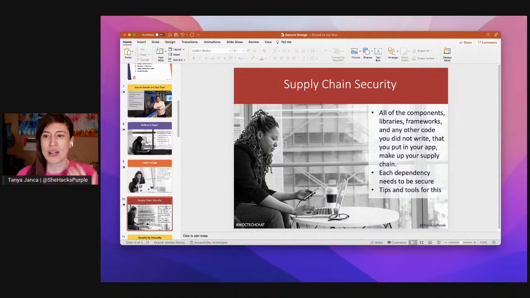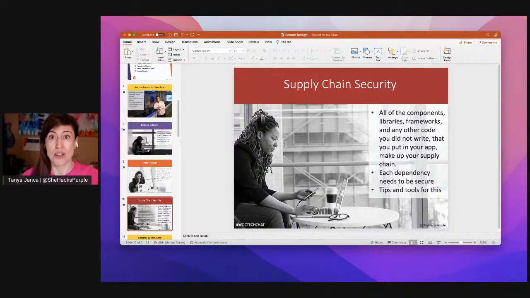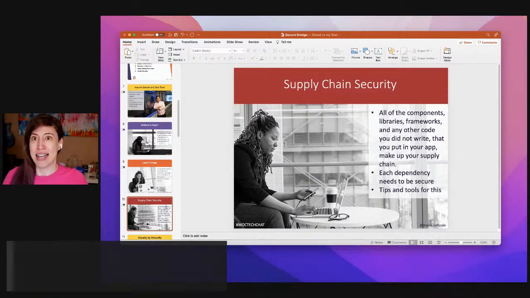And so I'm wondering if any of you have comments about supply chain security and how we could do better at ensuring that the things we use to build our app are safe. Okay, so Bob has a bunch of comments. Log4j is the most recent example of supply chain security related to software libraries. Oh, Bob, I have lived and breathed Log4j ever since that moment. I literally had a meeting yesterday with a bunch of executives about it. It brings the need for software bill of materials to the forefront. Yes, Bob.